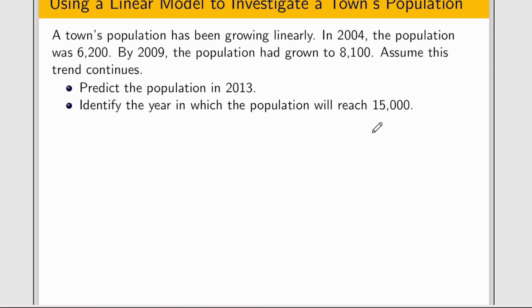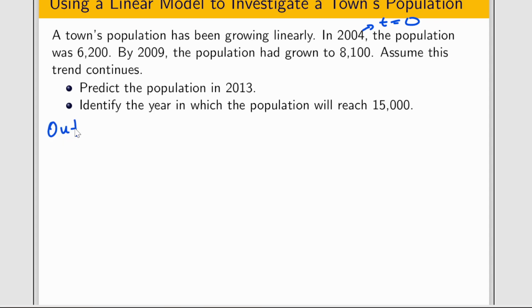So let's look at another example. A town has been growing linearly. That's good because that's the only kind of function we know how to work with as of now. In 2004, the population was 6,200. By 2009, it had grown to 8,100. Assume this trend continues. We're asked to predict the population in 2013 and identify the year in which it'll reach 15,000. In order to make my life easier, I'm going to define the year 2004 as time equals 0 because I'm allowed to do that. I don't have to keep things on the exact same scale.